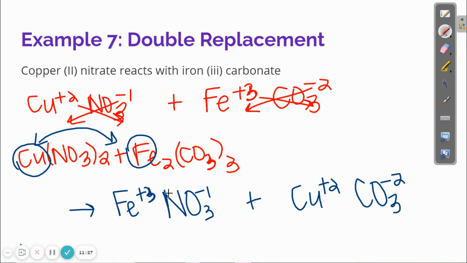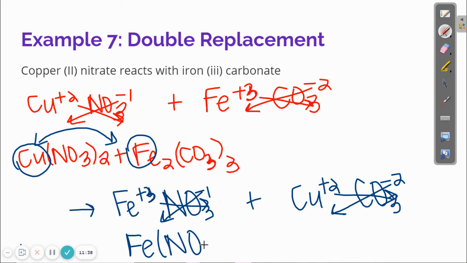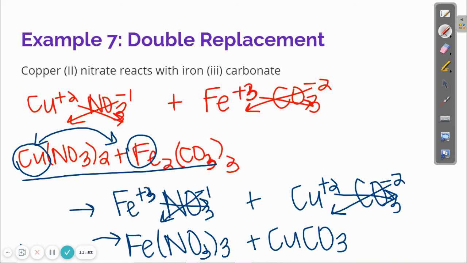Okay, so I'm going to crisscross here. So I get Fe(NO3)3 with a 3 on the outside, plus, and I have a plus 2 and minus 2, so it just becomes CuCO3. And that's going to be the products for this one. So this is the final products. Up here was my reactants. Here are my products for predicting products.